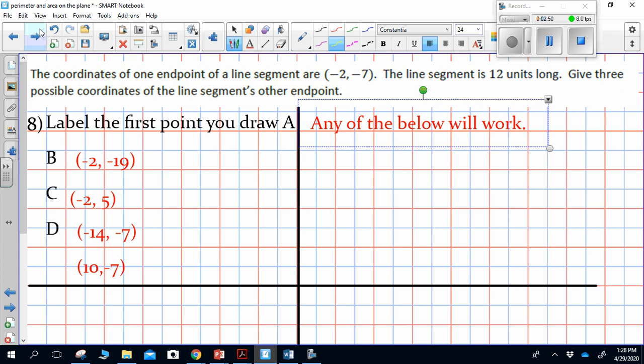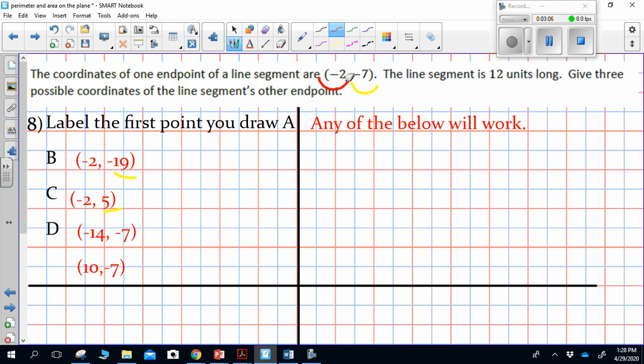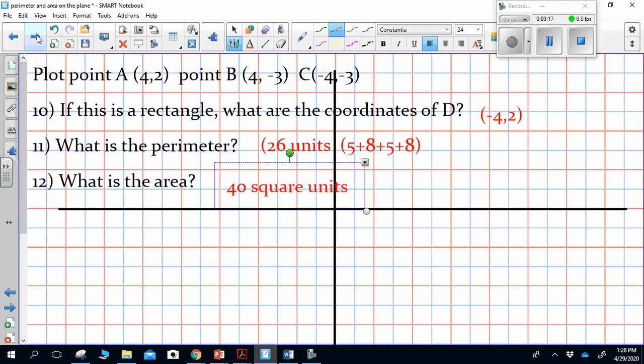The next questions, you were being asked to have a line segment that was 12 units long. So you began at -2, -7, and any of these 4 answers will work. If we go 12 off of -7, we get -19 or +5. And then if we go 12 off of -2, we get -14, and 12 off of -2 also gives me +10. So these are my possible coordinates for that answer. All right, the next question, the coordinates of D would be -4, 2.